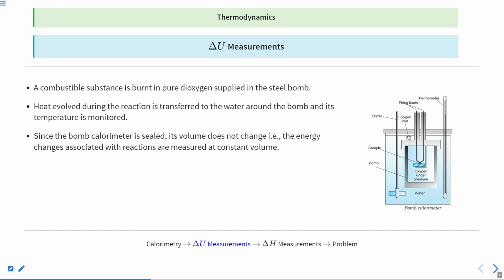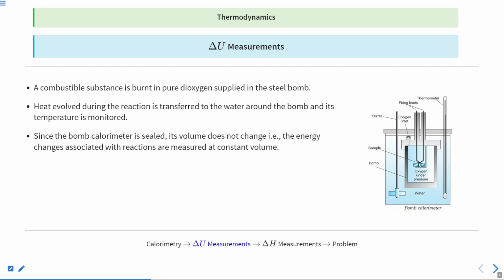Here is the oxygen inlet, where we are pumping oxygen inside this vessel only, not outside, inside this bomb. And we keep our sample here, and we fire. These are the firing leads. You can think of it just as a device that is used to ignite or burn this sample.